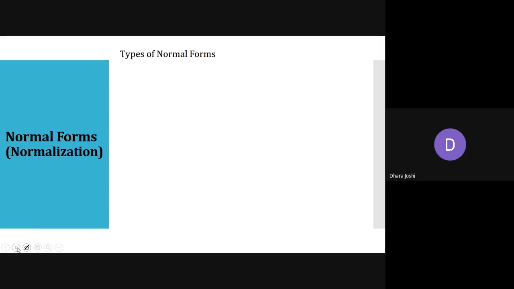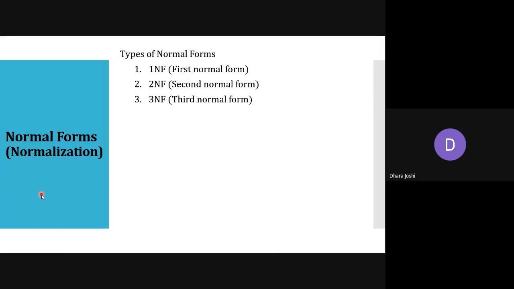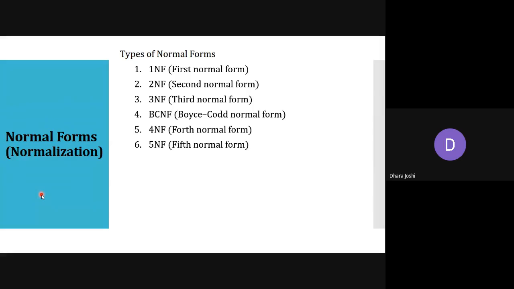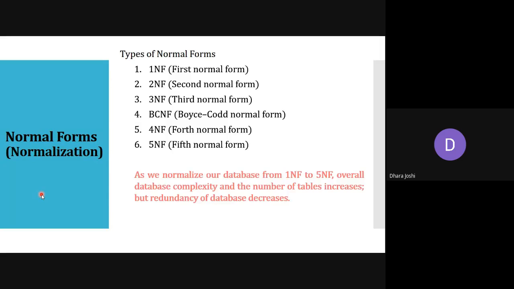These all are the different types of normal forms. The first one is 1NF, where 1 stands for first, N stands for normal, and F means form. Normal form means it is a kind of normalization. So the first one is 1NF, 2NF means second normal form, 3NF, third normal form. After that, we have BCNF, which means Boyce-Codd normal form. Then 4NF, that means fourth normal form, and fifth normal form. We have this many types of normal forms.